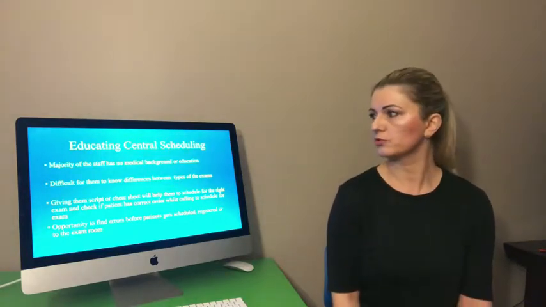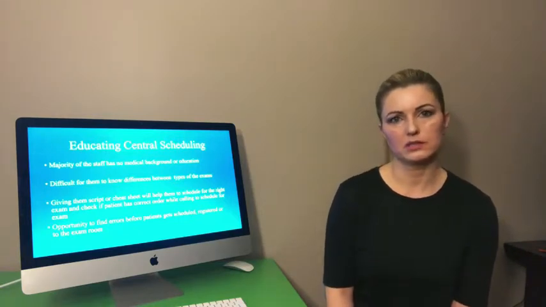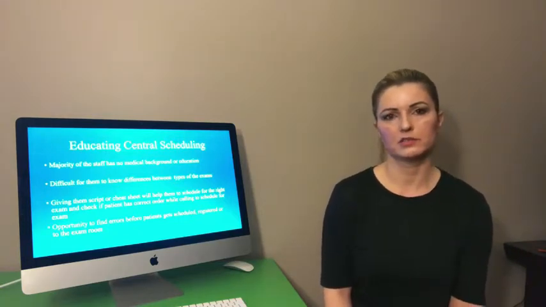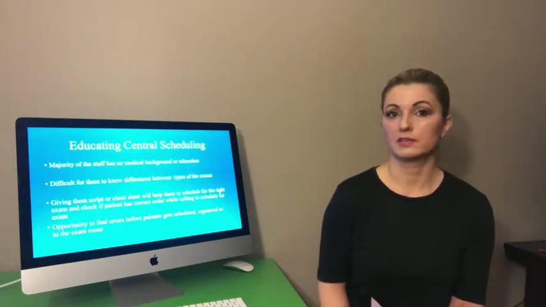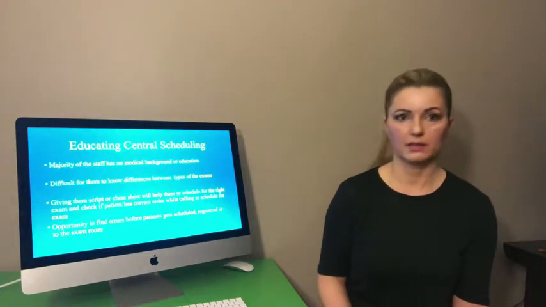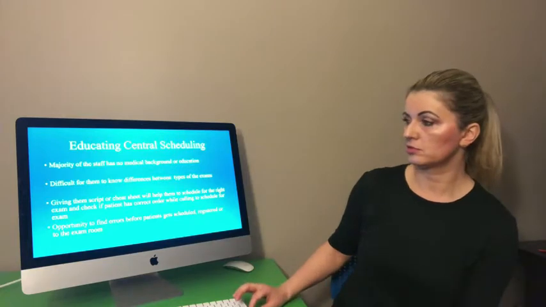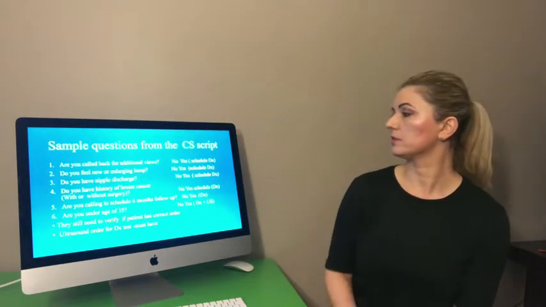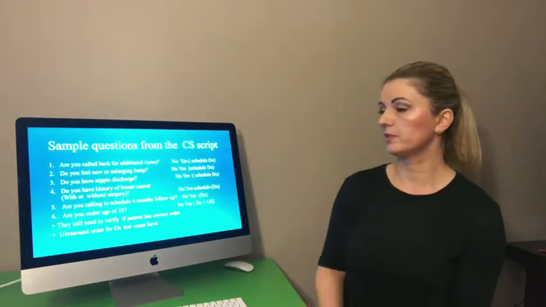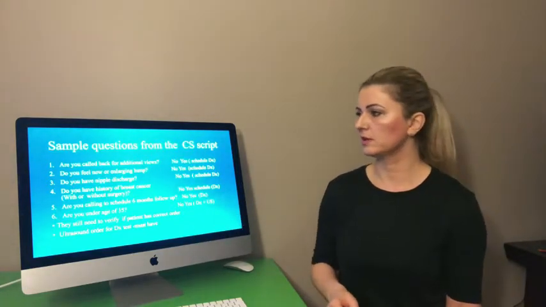But the solution for them would also be creating some kind of script or cheat sheet, so they can ask the patient questions, and the answers would give them more understanding of which type of exam they're supposed to schedule. As I said, this would be an opportunity to catch the error before the patient proceeds to the exam. Here are sample questions for a central scheduling script. We have something like this already at Mercy Hospital at central scheduling.